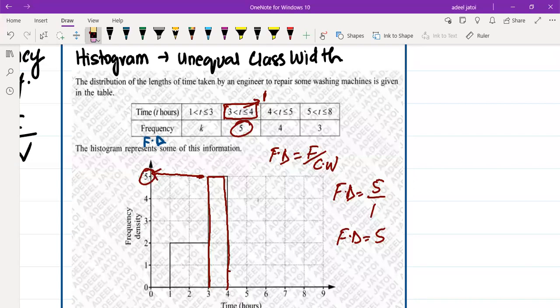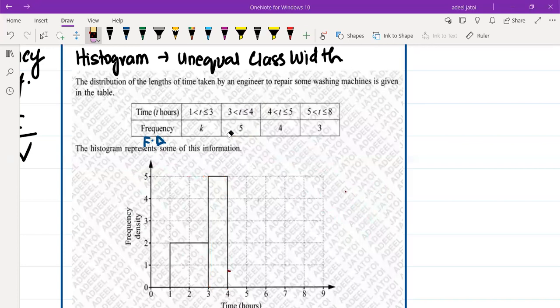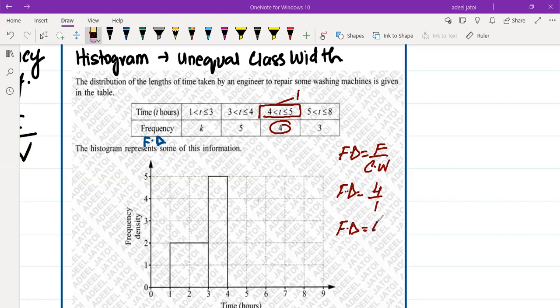Let's remove this so that we can work upon the other data. Next, you already know 4 to 5. Again, your class width is 1, but the frequency is 4. You need to find the frequency density, which is frequency upon class width. Your frequency is 4, your class width is 1, so the frequency density is going to be 4.